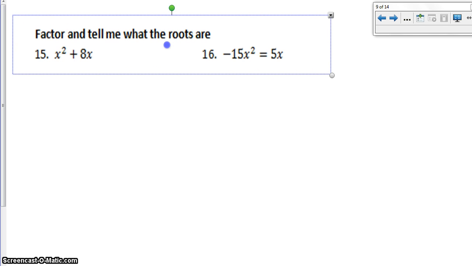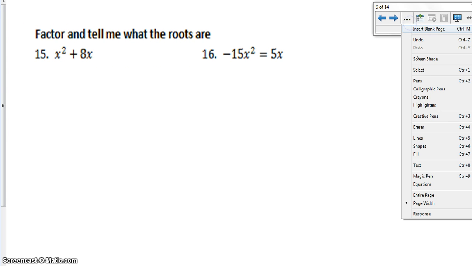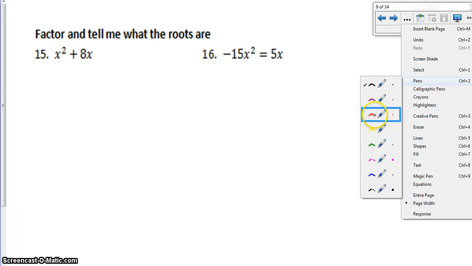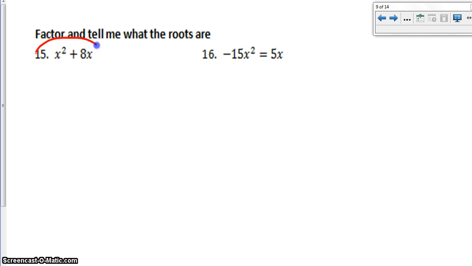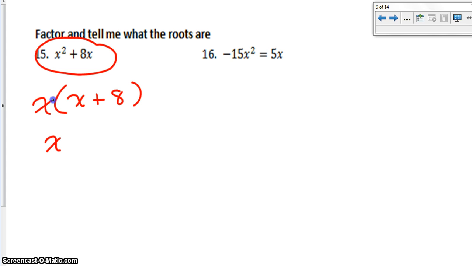So, greatest common factor. Mrs. Rose told you when we did the videos that this was going to be the biggest mistake. The greatest common factor of x squared plus 8x is x. X squared divided by x is x. Positive 8x divided by x is positive 8. Now remember, to find the roots, you set each of the factors equal to 0.